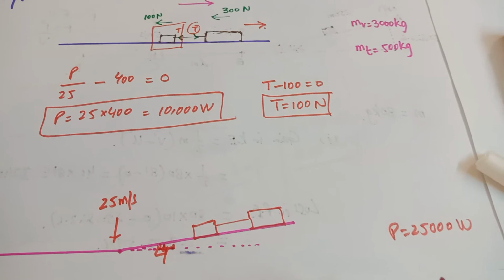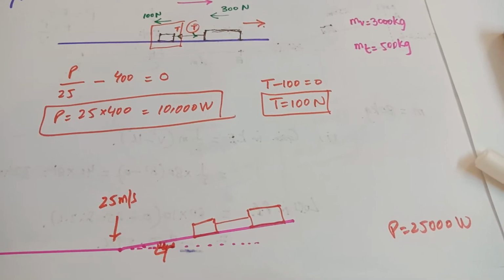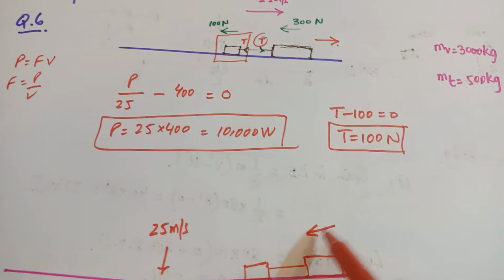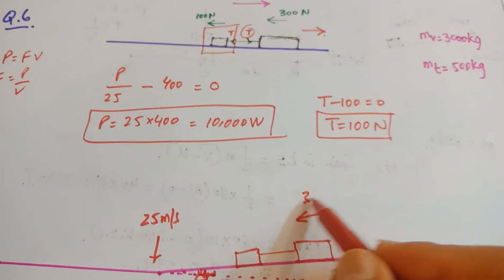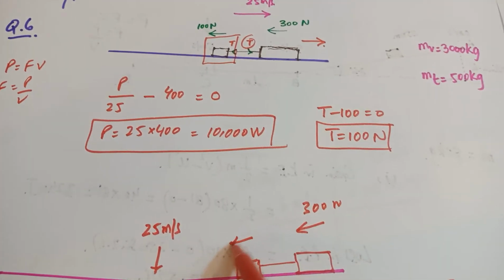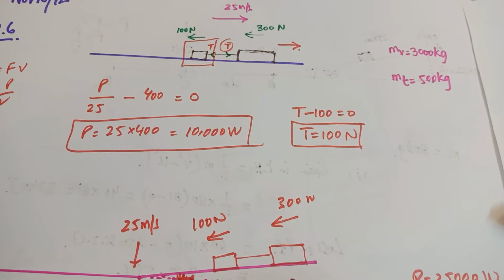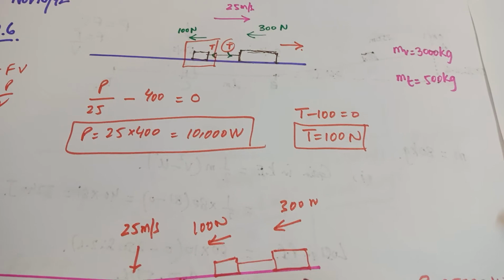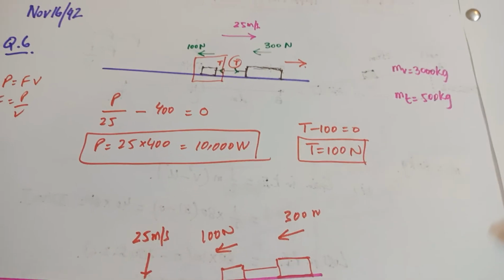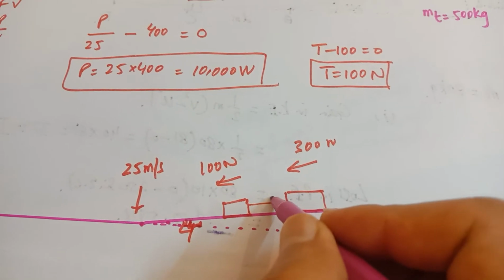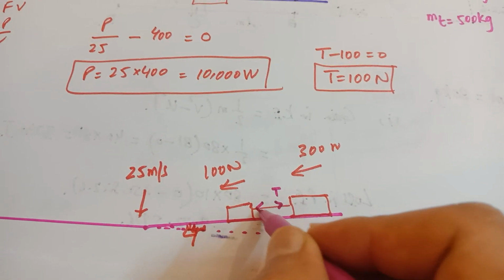Now it says in the third part, assuming that the resistance forces remain the same. So here you had a resistance of 300 newtons, and here we have a resistance of 100 newtons. The same, we'll find the tension in the cable.